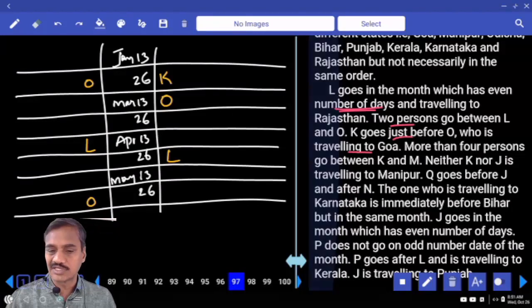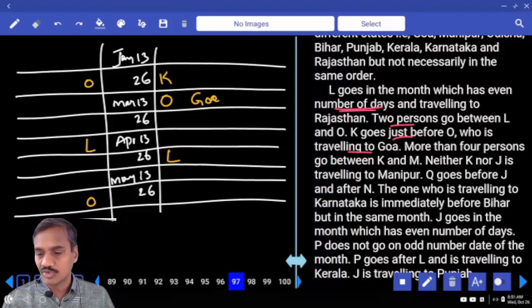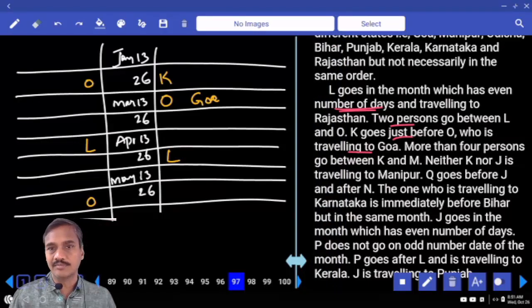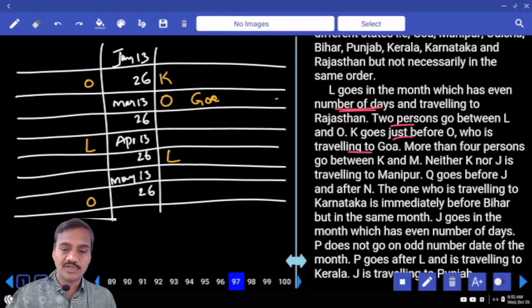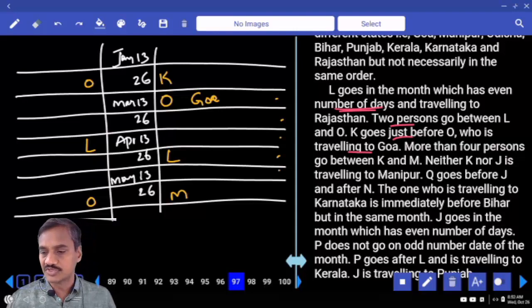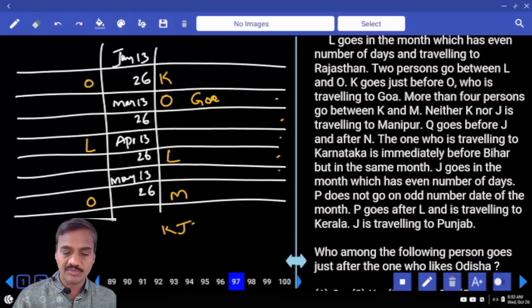O is traveling to Goa. Now this O is traveling to which place? Goa. And more than 4 persons between K and M. Between K and M, more than 4 means a minimum of 5 persons. Now 1, 2, 3, 4, 5, M is at this place. Neither K nor J is traveling to Manipur. Now for K and J, Manipur is ruled out.